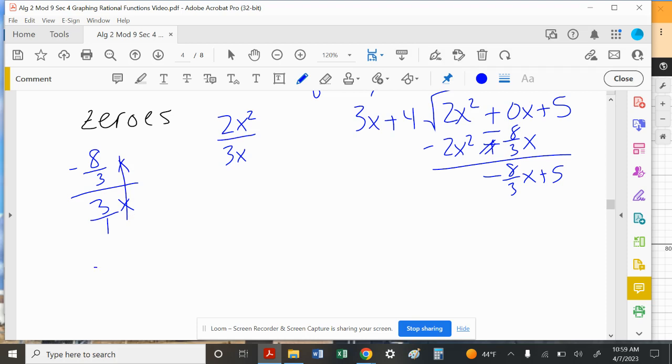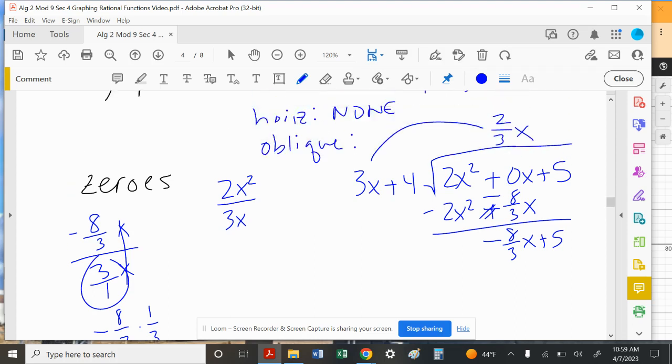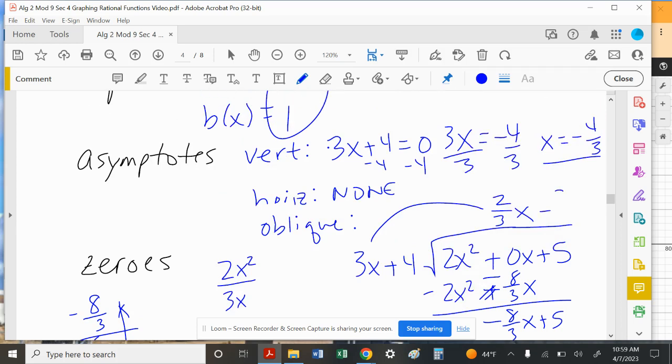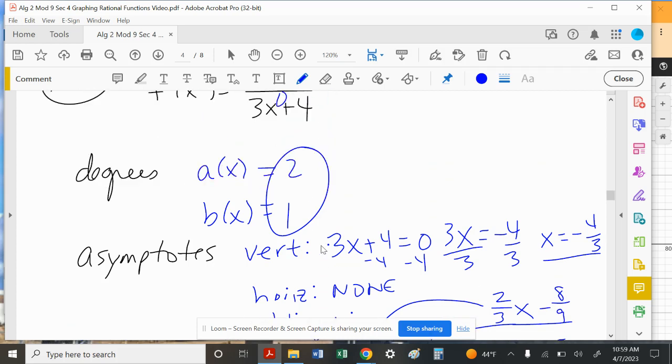We're then going to reciprocate and multiply. That's a math rule. So we have negative 8 over 9. So that would be my answer, negative 8 over 9. Okay, so here is my oblique asymptote. And now we just have to find any zeros.